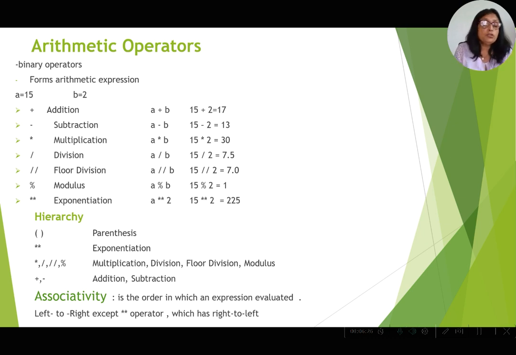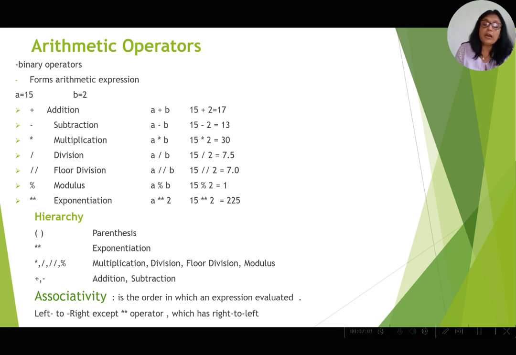Okay, hierarchy. So what is associativity? Suppose an expression has multiple arithmetic operators, which one will be performed first? That is your hierarchy. Associativity is what? Suppose plus and minus are at the same level of precedence, and both are in the expression, which one will be performed first? Which order will we follow? That is called associativity. Associativity is the order in which an expression is evaluated.